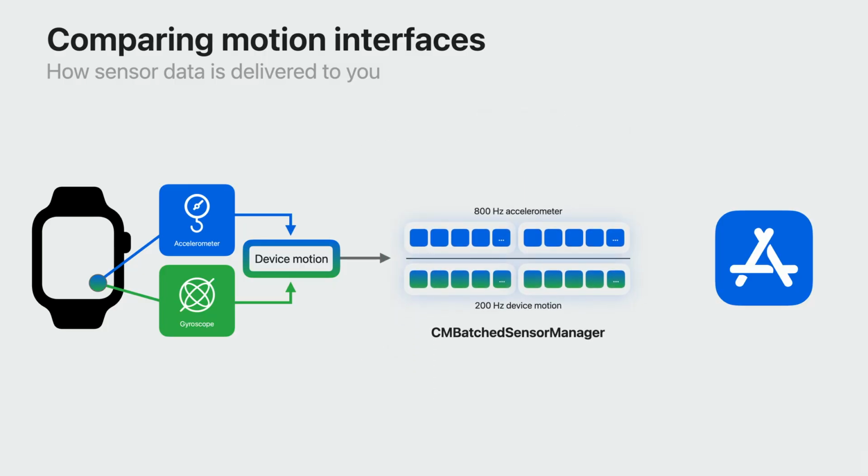Because data is batched, there are some things to consider when thinking about using CM Batch Sensor Manager. If your app has workout-centric features that can benefit from high-rate data, but without very tight latency requirements, then CM Batch Sensor Manager is well suited. I went through how higher rate sensor data is delivered to you and how it compares to what's provided by some of our existing interfaces. Let me show you some of the ways it can be used.